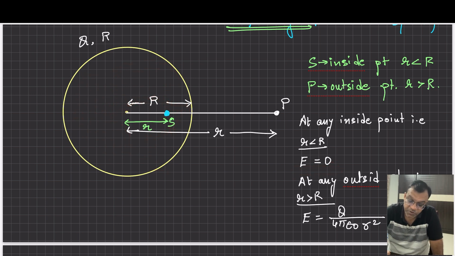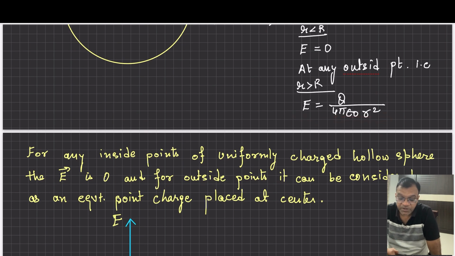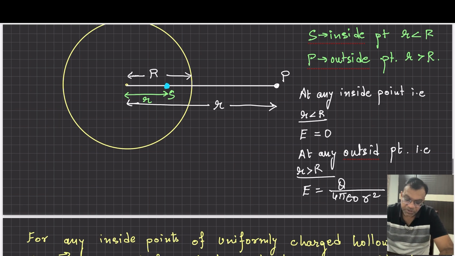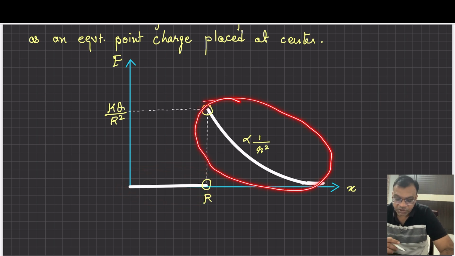Everywhere, at every point inside, electric field will be 0. And at any outside point, electric field will be given by Q upon 4 pi epsilon naught r square. So electric field intensity at any outside point is similar to that of a point charge placed at the center. It means uniformly charged hollow sphere can be replaced by an equivalent point charge placed at the center for outside points. If you want to find the electric field at any outside point of the sphere, you forget about the extended object, replace that by a point charge placed at the center, right? If we draw the graph for this, it comes like this. For the inside point, electric field is 0, and for the outside point, it is inverse square relation.